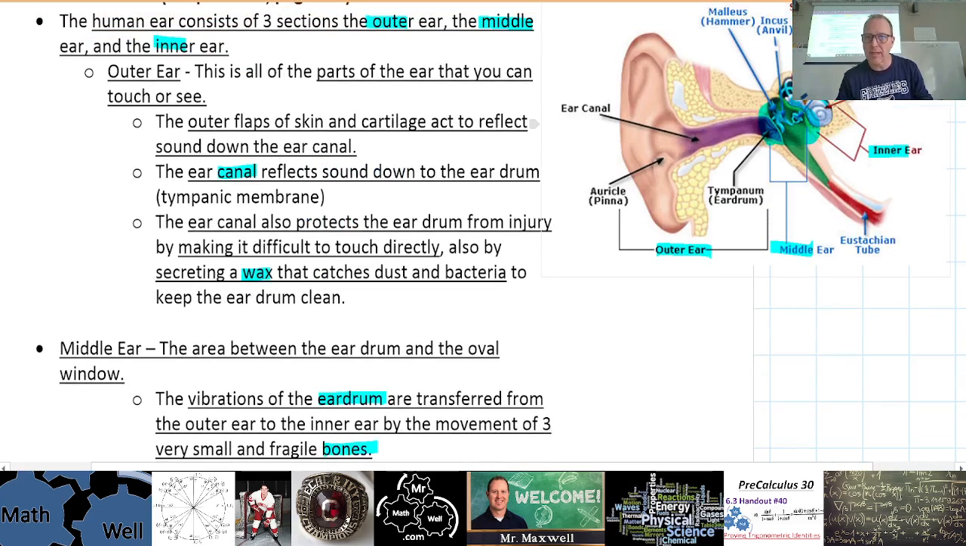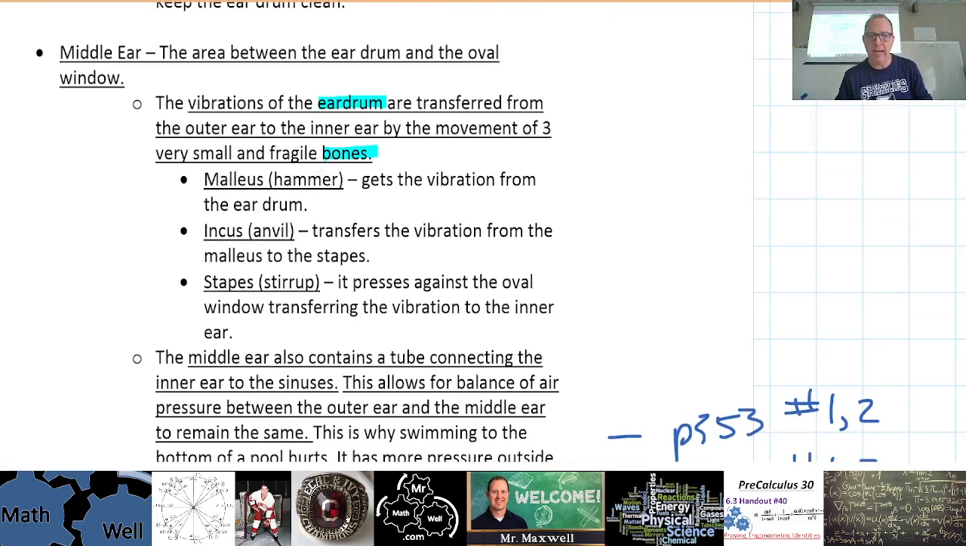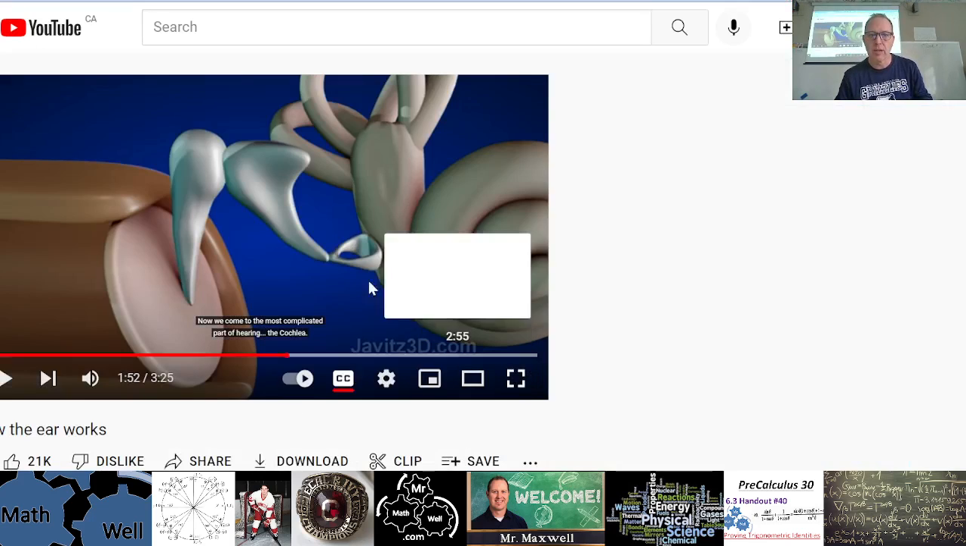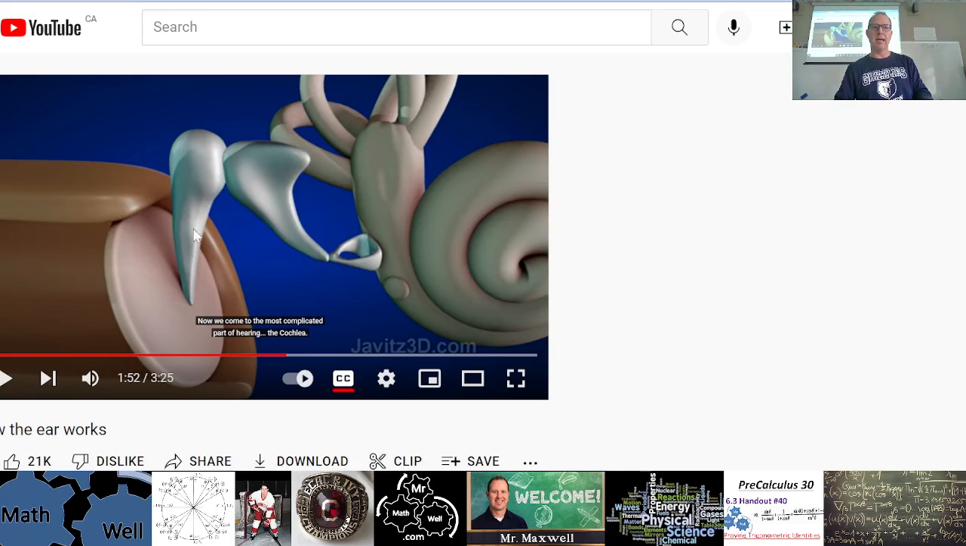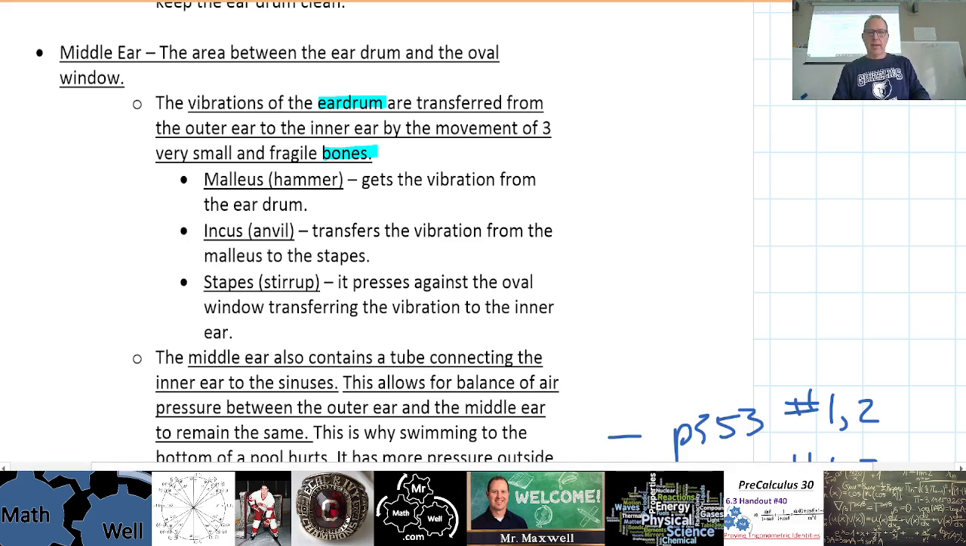It's really tough to see on that one. Let me go back to, yeah, here we go. So this is kind of like the hammer. It's got a handle there, and it's got a hammer. That kind of looks like a hammer, malleus. Oh, because it's a mallet. Yeah, maybe, because mallet, hammer as well, for sure. It gets the vibration from the eardrum.